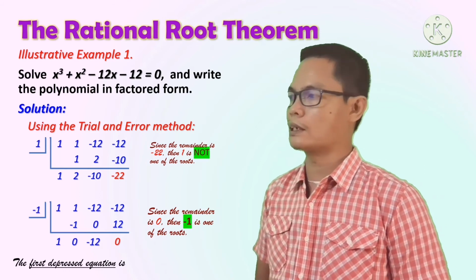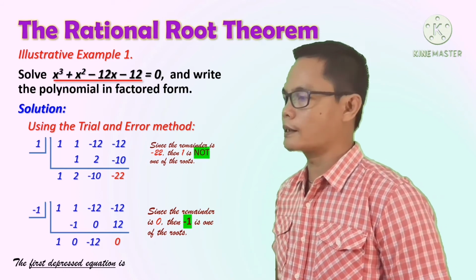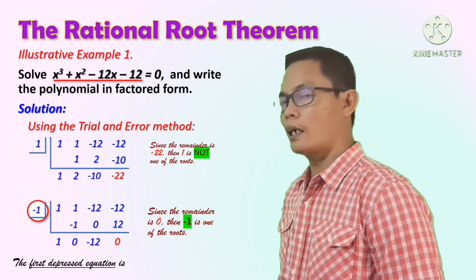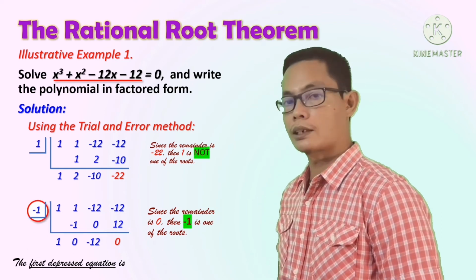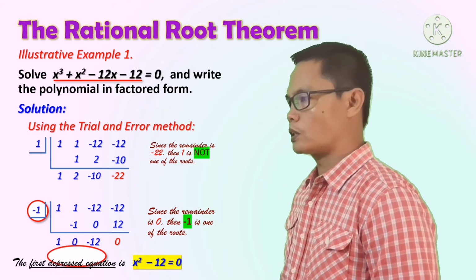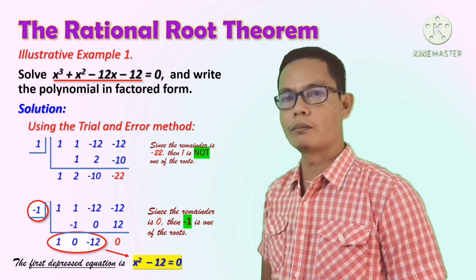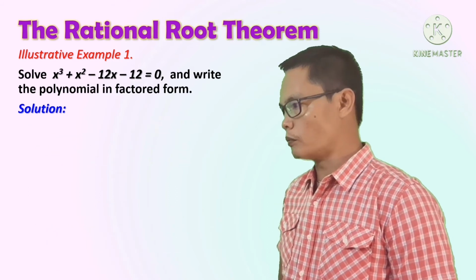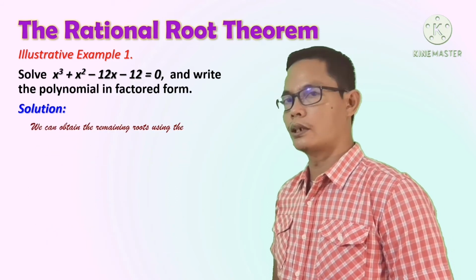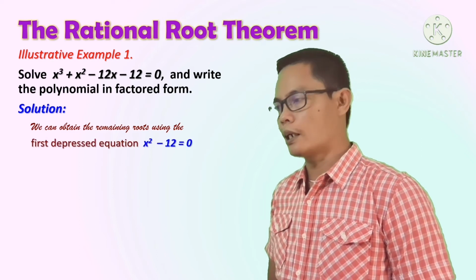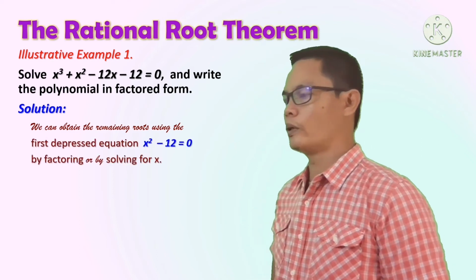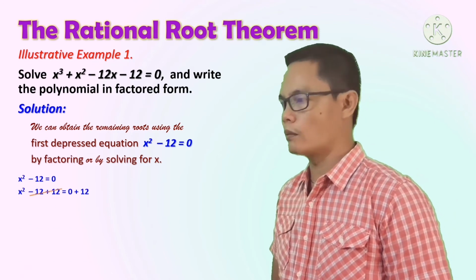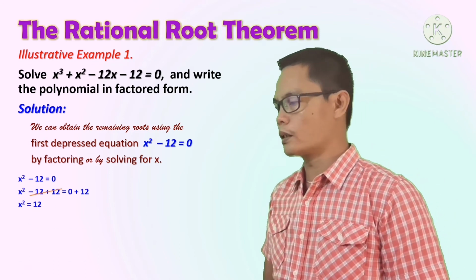What's the first depressed equation? When we divide x cubed plus x squared minus 12x minus 12 by trial number 2, x plus 1, the first depressed equation is x squared minus 12 equals 0. We can obtain the other remaining roots by solving through factoring or by finding the value of x. So in this case, x squared minus 12 equals 0. We need to add 12 to both sides. So we got x squared equals 12.